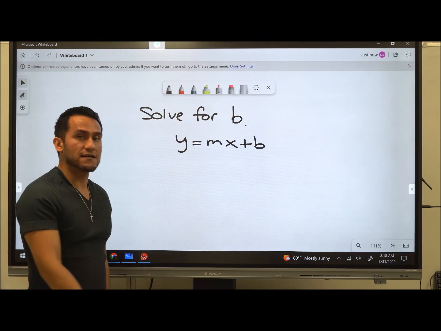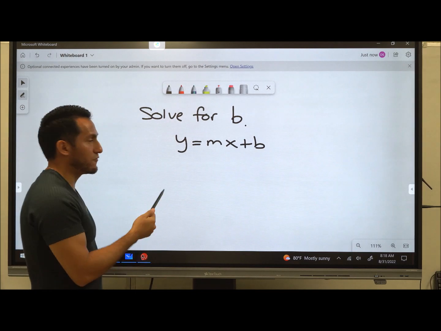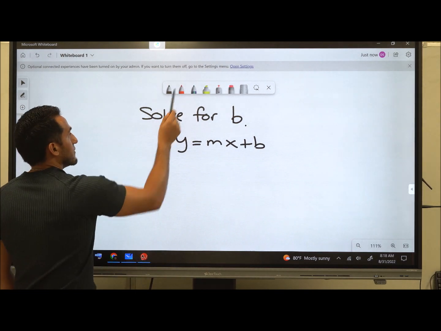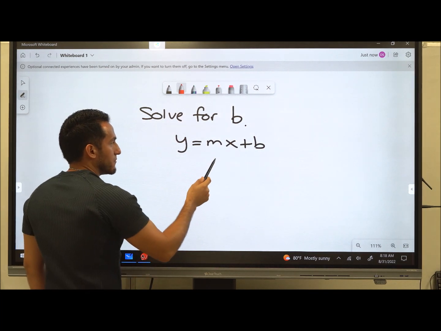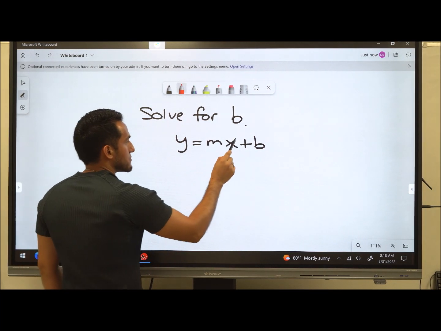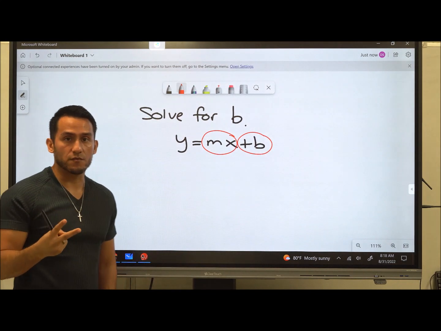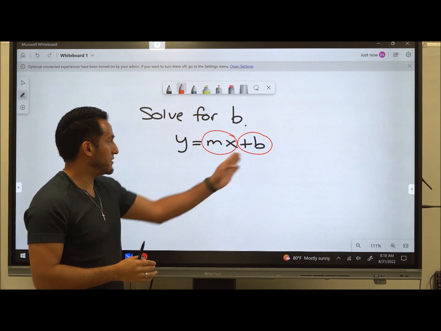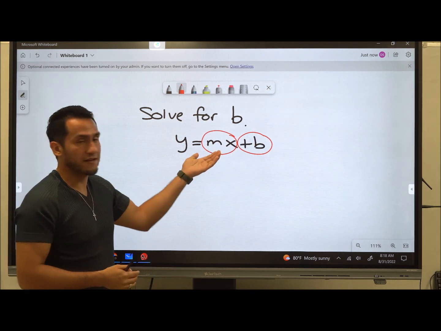Finally, this is the last one, guys, so solve for b. Pause the video, try to get it, and hopefully it matches, okay? So here we go. We're solving for b now. You have to think about it. Here there are two terms, this term and this term. You want to leave the b term by itself. Notice how the b is already by itself. So all you have to do is get rid of the mx.